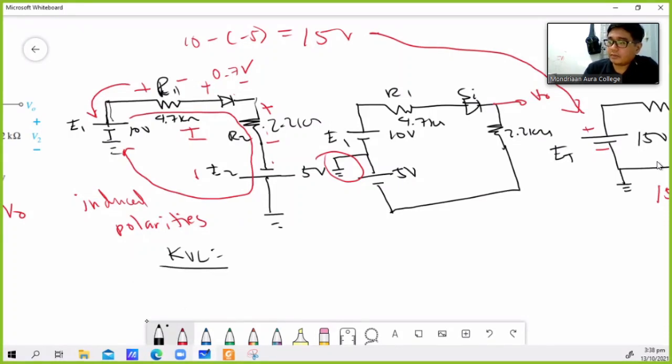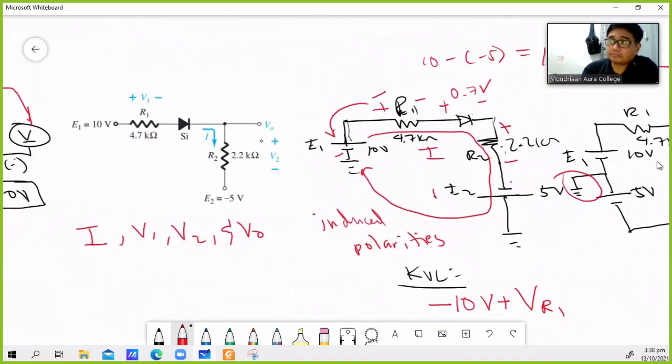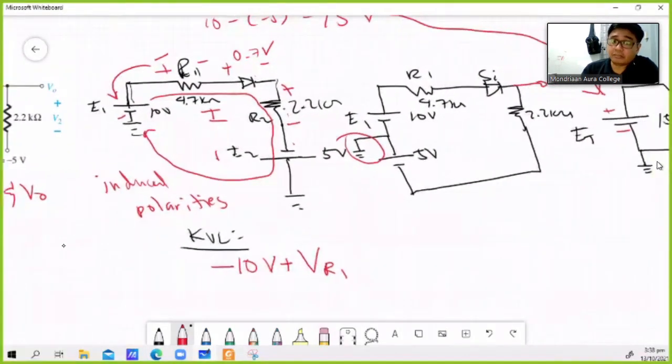Alright? So focus on E1 ha. Papasok tayo sa negative ng E1, kaya meron tayong minus 10 volts. Papasok tayo sa positive ng R1, that's why meron tayong plus. May voltahe na ba yung R1? Hindi pa natin alam. No? So ang lalagay natin dyan, VR1. Kasi hindi pa natin alam eh. Hindi pa natin solve. Or pwede rin V1. Kagaya nito, nakalagay dito. Okay, but to be more specific, V sub R1.